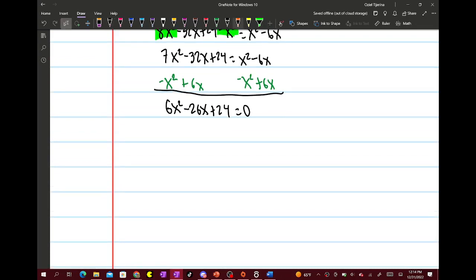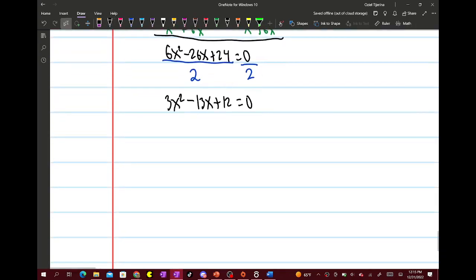And now what you're going to do is divide both sides by 2 to simplify the expression a little more. So we have 3x squared minus 13x plus 12 equals 0. So then let's see here. I'm not sure if I can factor this. Is this going to have a real solution is what I'm wondering.